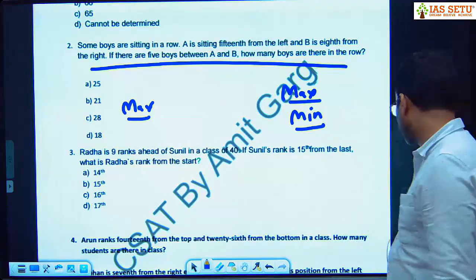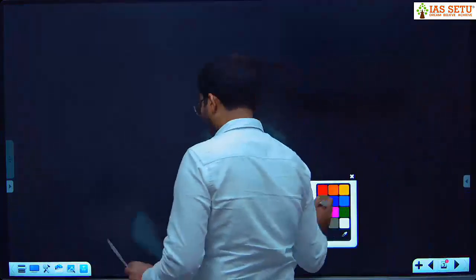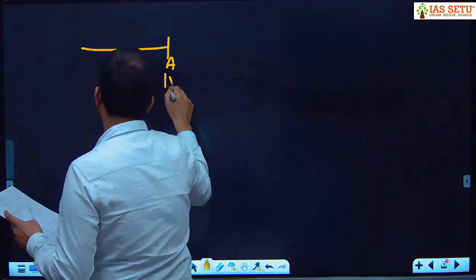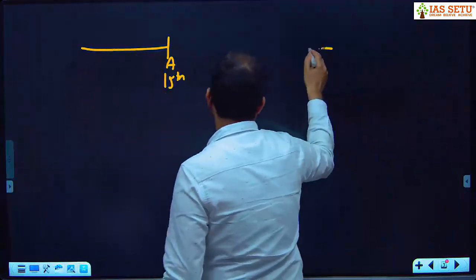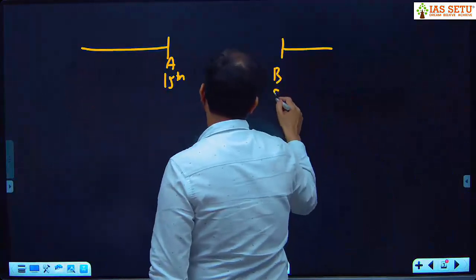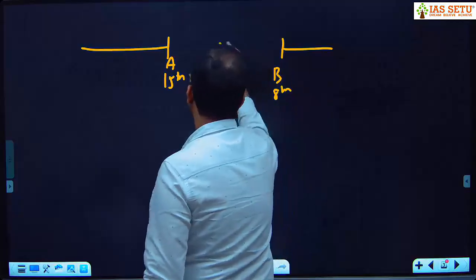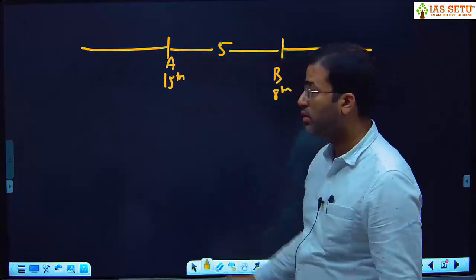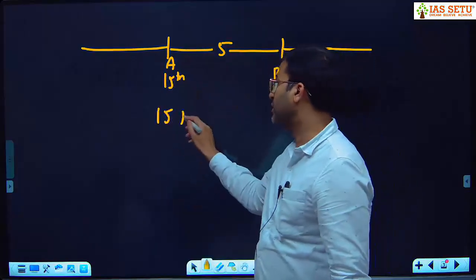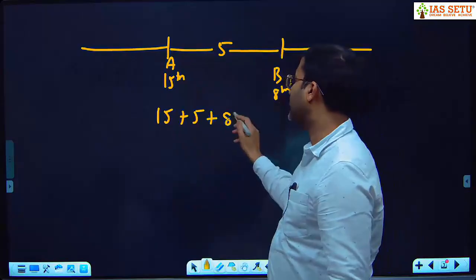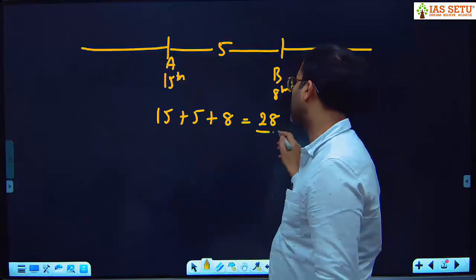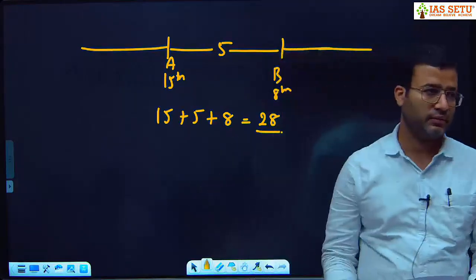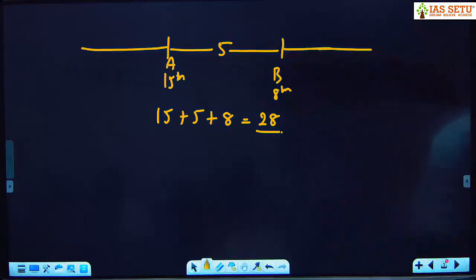For maximum, it is very simple. We already did it. You can say simply A is 15 from the left, B is 8 from the right. There are 5 between A and B. So 15 including A, plus 5, plus 8 including B. So it is 28. Total 28 maximum.